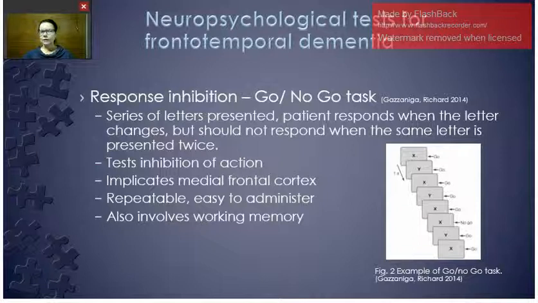A good neuropsychological test for response inhibition is the go-no-go task. The individual here is shown a series of letters, and they press a button each time the letter changes on the screen. After a few responses, a letter will be shown twice in a row, and the individual must inhibit their prepotent response on the repeated letter. This tests the inhibition of action, and it implicates the medial frontal cortex. It's an easy test to administer. It can be repeated to give us a view of disease progression. We just need to be aware that complex versions might also engage the working memory, and they won't just simply isolate inhibition.